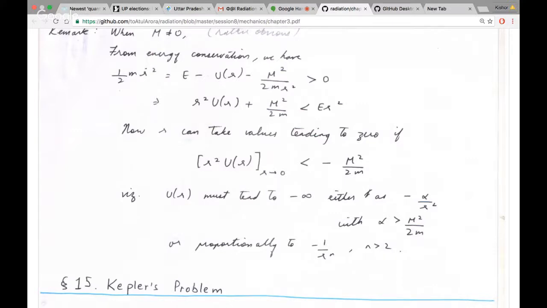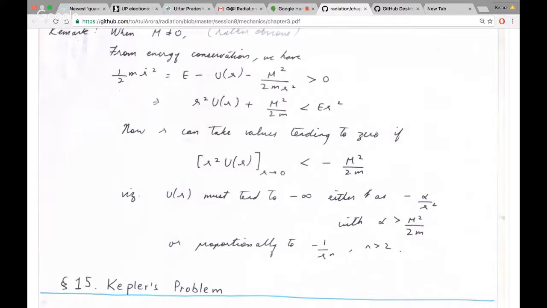Because this number has to be smaller, right? It says that U of r must tend to minus infinity either as minus alpha by r square. If you plug this into the expression, you get minus alpha with alpha greater than M square by 2m, and then the inequality will hold. Basically, you get a bound on alpha if you substitute this form. Or you substitute the form minus 1 by r^n, then your r square gets cancelled.